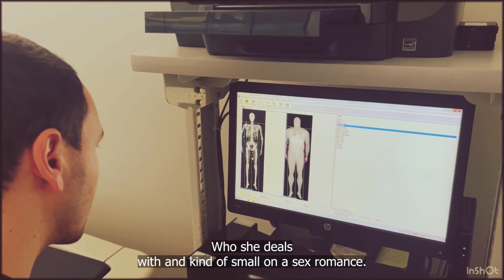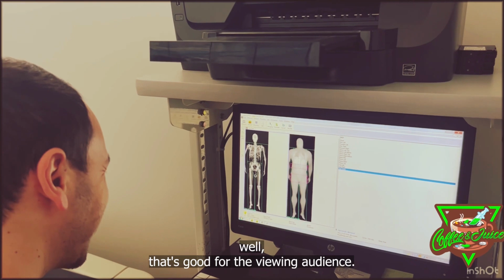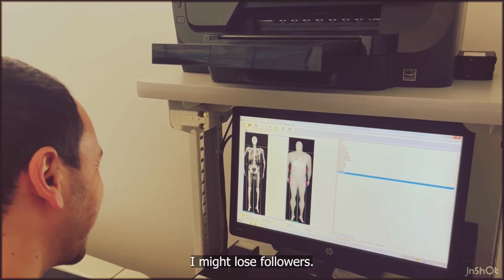Pishkadale's looking kind of small on this X-ray. I'm not too happy about this. That's not what it is. Well, that's good. To the viewing audience, I might lose followers.